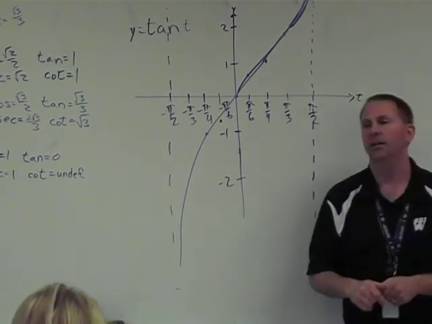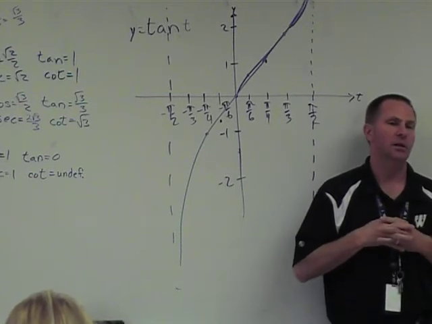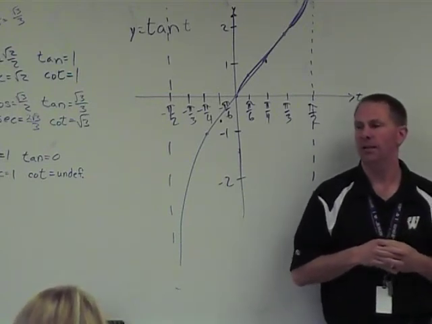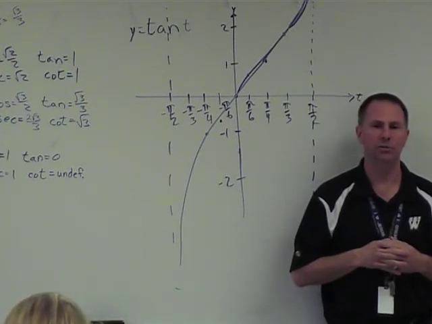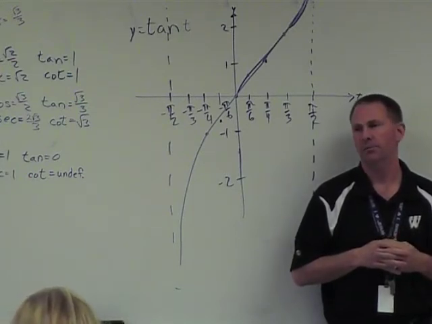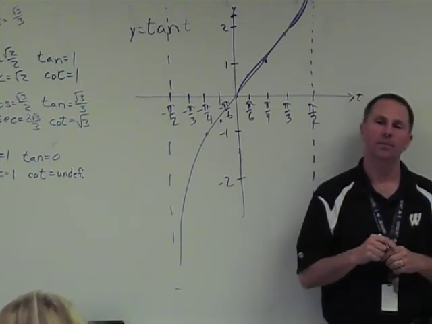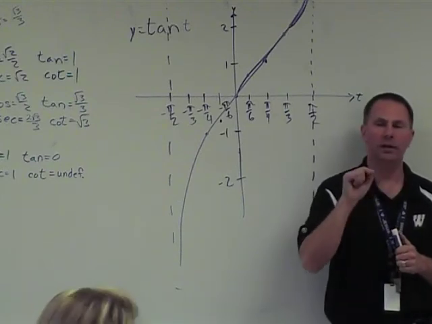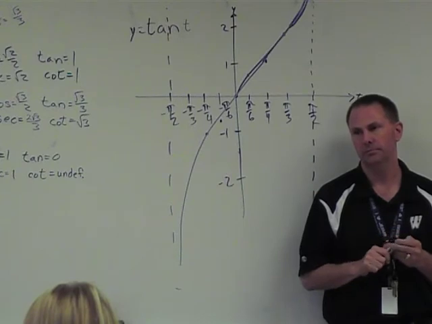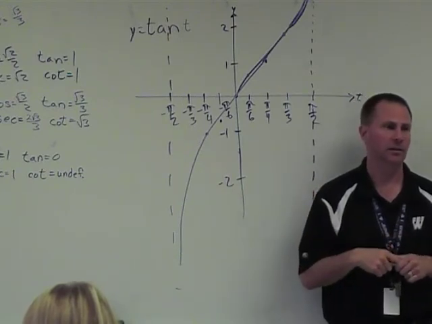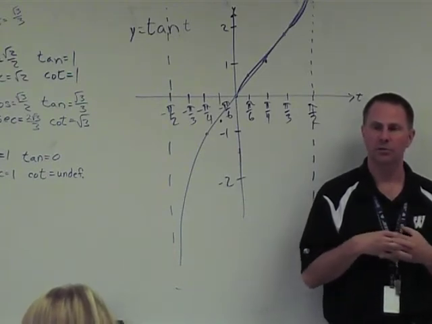Everybody go to your calculator. Make sure you are in degree mode and hit y equals the tangent of x. Make sure you're zoomed. It's probably better than standard. So if you're at the standard window, hit zoom to enter. Does it look like this? Y equals the tangent of x, zoom to enter.